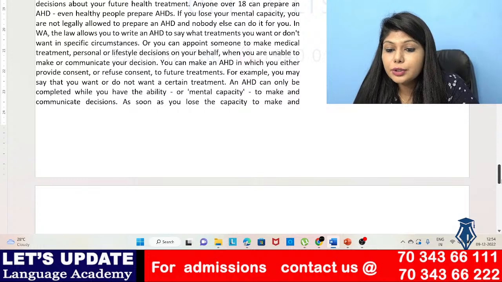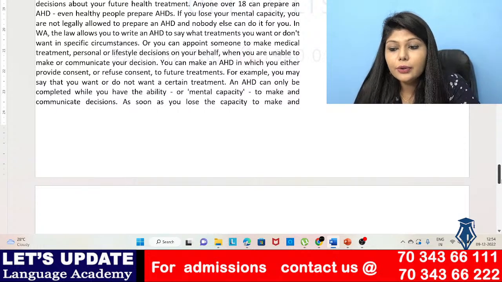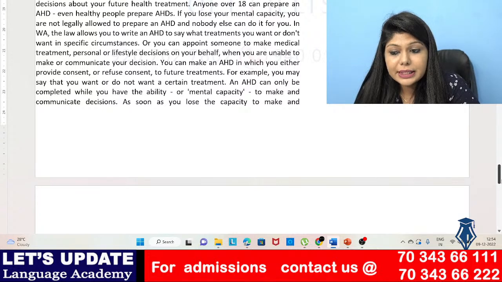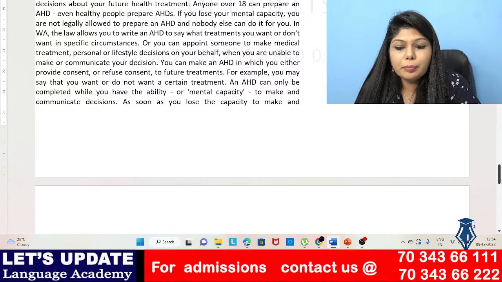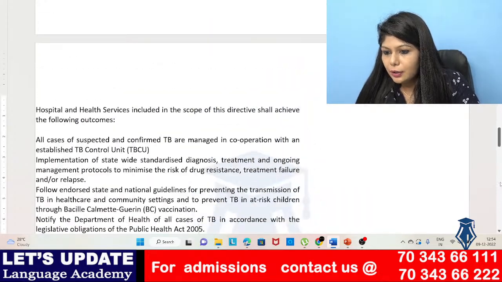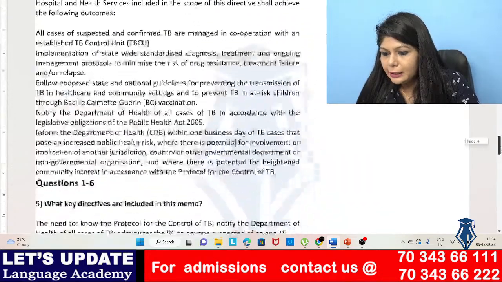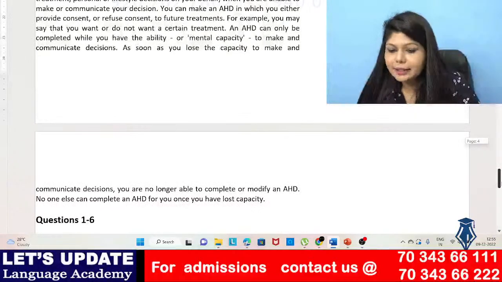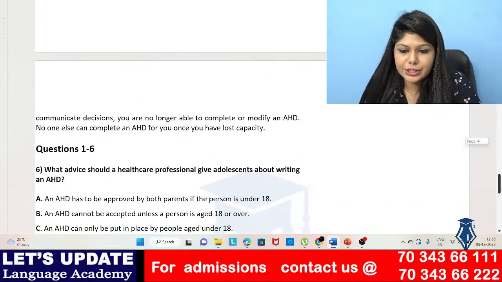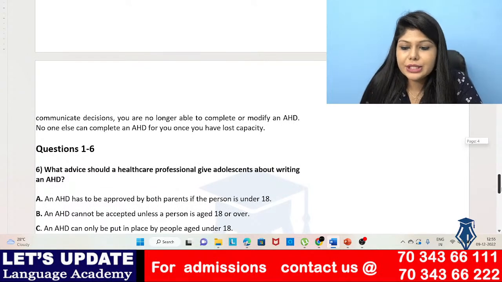When you are unable to make or communicate your decision, you can make an AHD in which you either provide consent or refuse consent to future treatments. An AHD can only be completed while you have the ability or mental capacity to make and communicate decisions. As soon as you lose the capacity to make and communicate decisions, you are no longer able to complete or modify an AHD. No one else can complete an AHD for you once you have lost capacity.